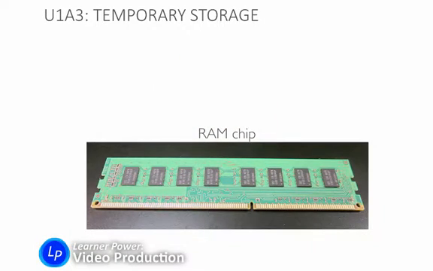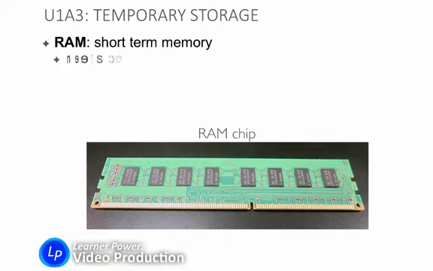U1a3 is about the internal memory inside your computer, and that's the temporary storage. This is not the hard disk, the long-term storage, but the RAM, the temporary memory. There's a picture of what a RAM chip looks like, and RAM is short-term memory. When you turn off the computer, the RAM memory disappears. So that means it needs constant power in order to work.